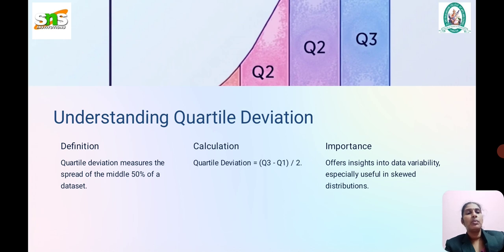Quartile deviation is Q3 minus Q1 by 2. Q1 is n plus 1 by 4, and Q3 is 3 into n plus 1 by 4. This measures the spread of the middle 50% of the data set and offers reliability in the distribution.